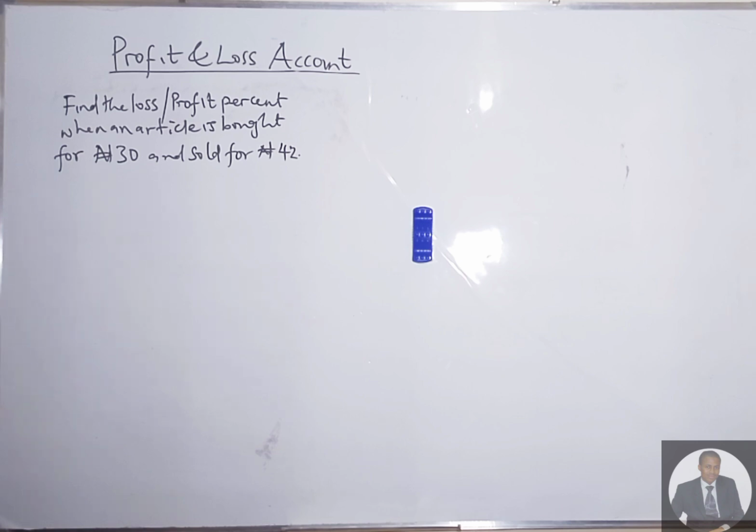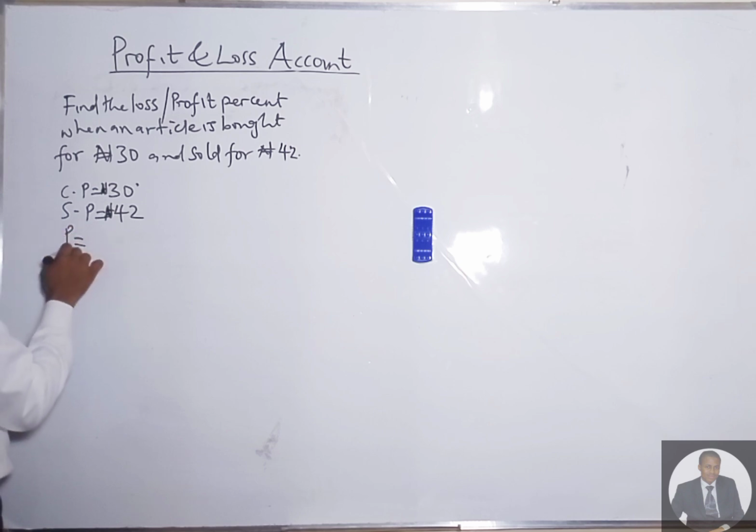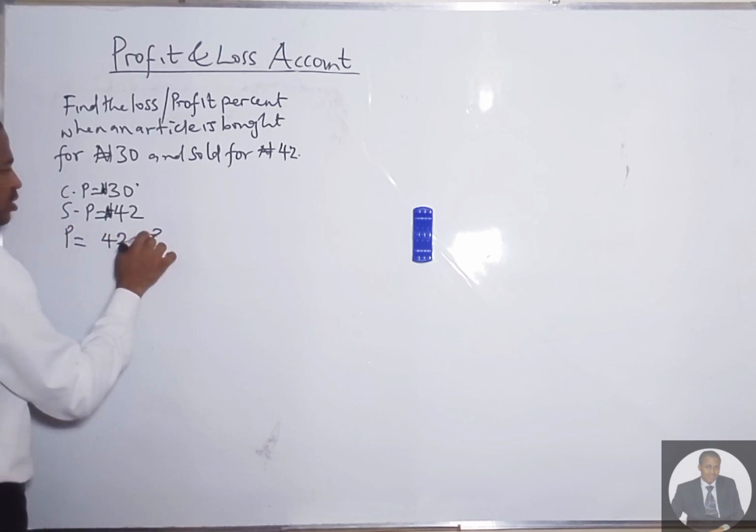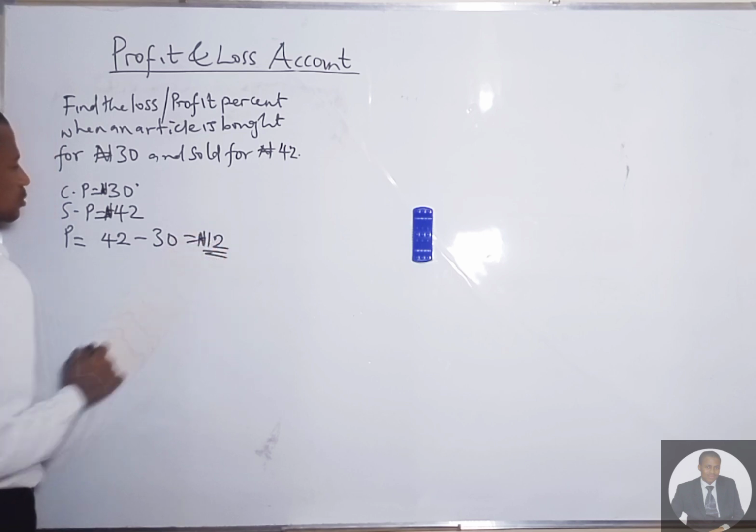Here, this article was bought, cost price, for 30 naira, but it was sold for 42 naira. So there is a gain. So the profit here will be 42 minus 30. That's 12 naira.